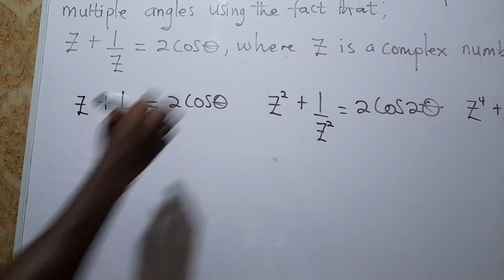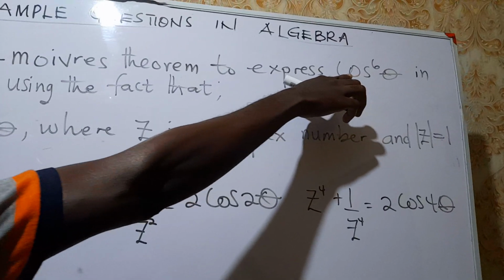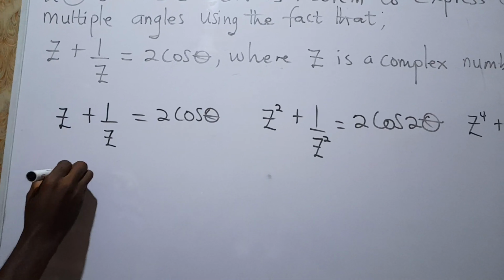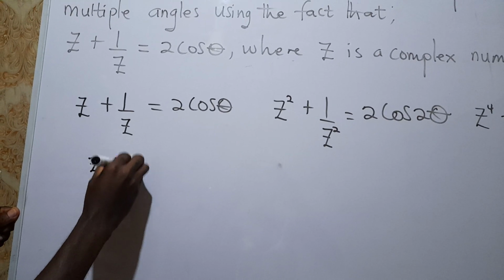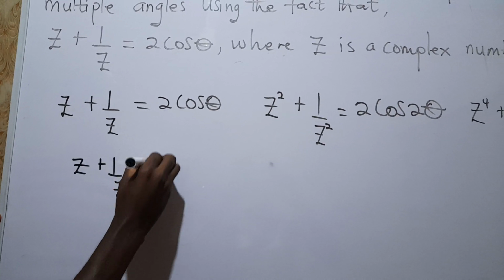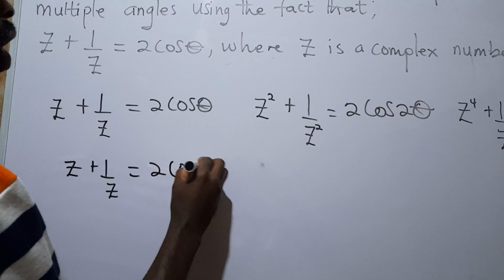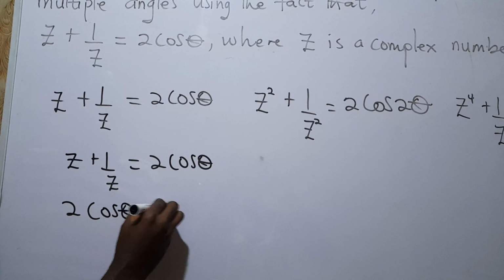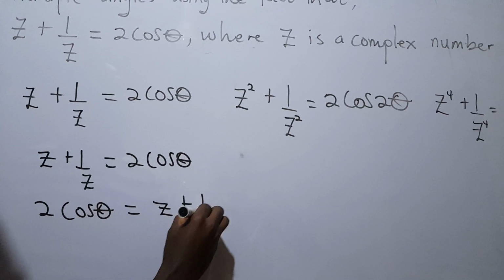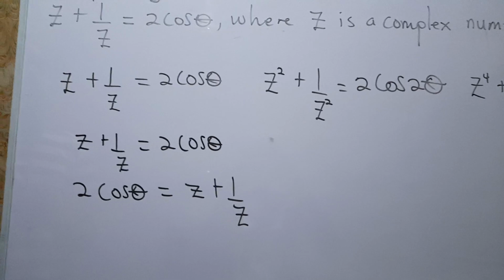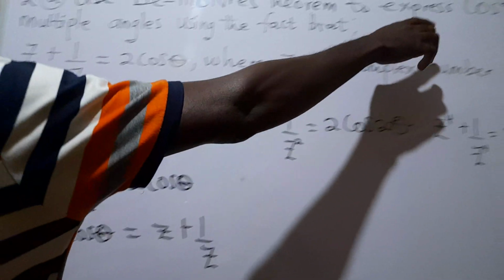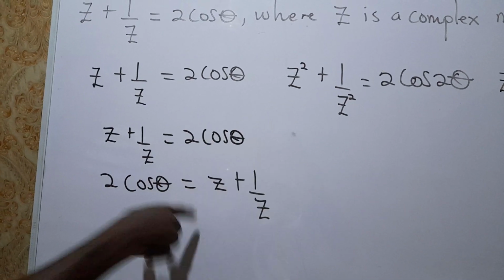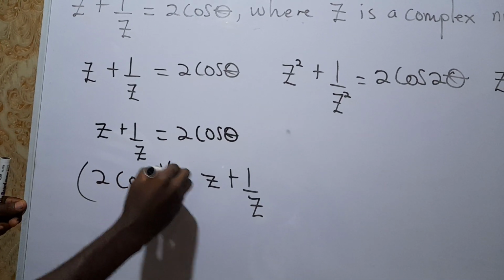Now, they say we should solve cos to the power 6 theta. However, we know that z plus 1 over z is equal to 2 cos theta, or in other words, we can say 2 cos theta is equal to z plus 1 over z. Now, how can we get cos to the power 6 theta out of this? It's just a matter of finding the sixth power of both sides.